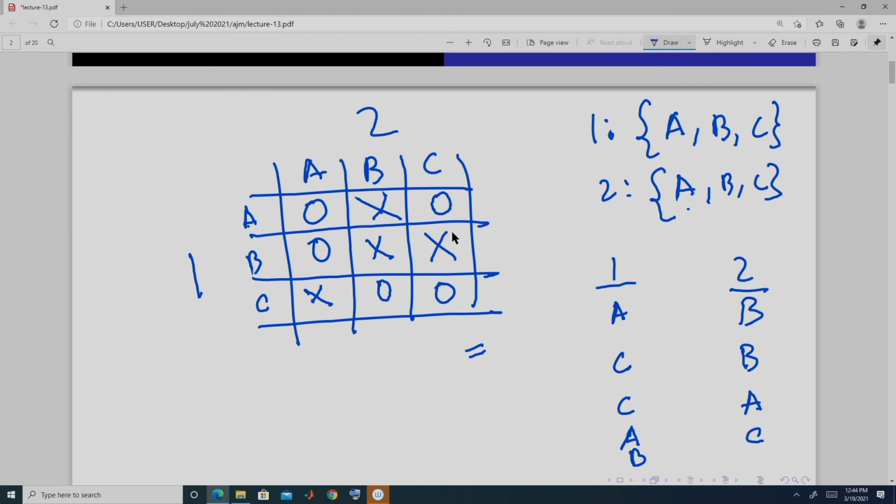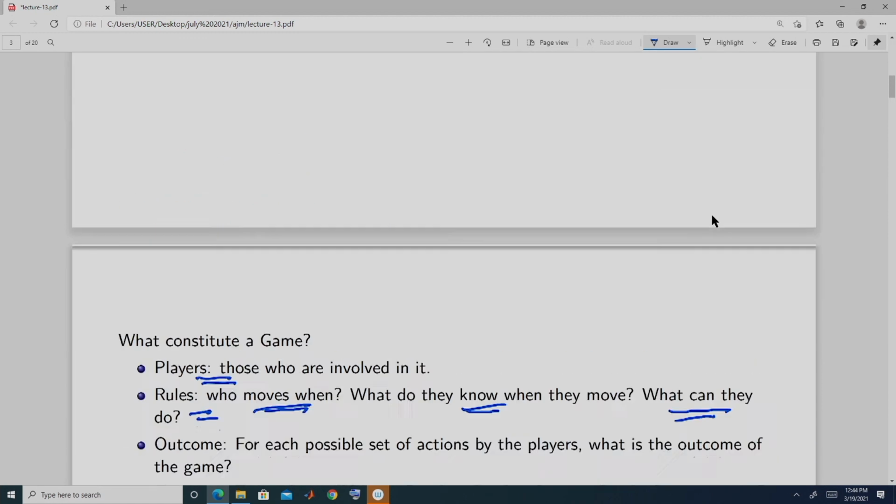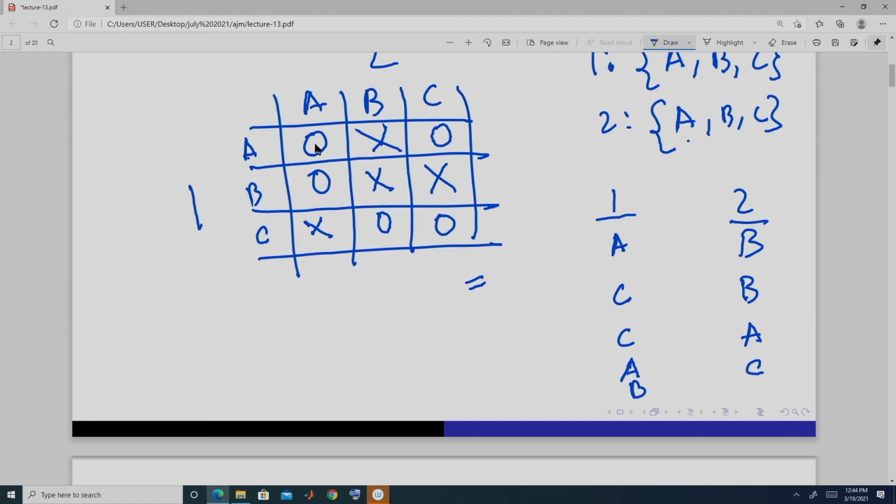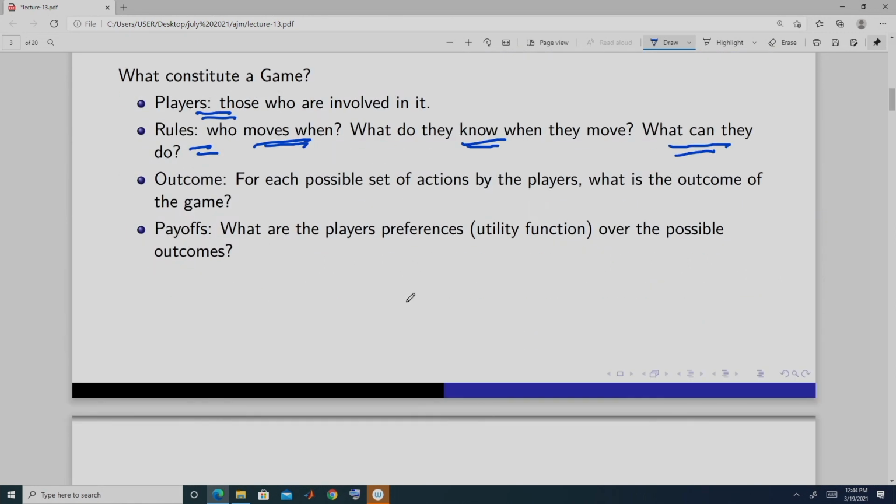So, the information set plays a very important role while making any decision, and we will do this specifically when we do the extensive game. Okay? Next, we have to specify what they can do. Here, player 1 has to choose from A, B, C, all these positions. In A it has 3 positions, in B it has 3 positions, in C it has 3 positions or places. Okay? So, these are the actions that they can take, and we have to define the outcome.